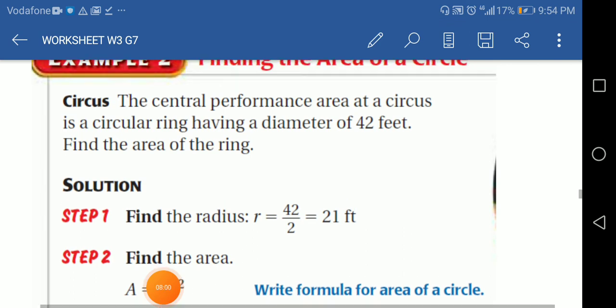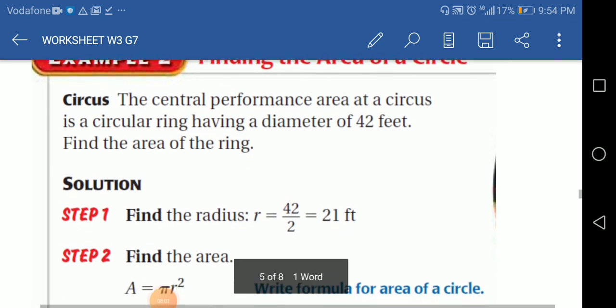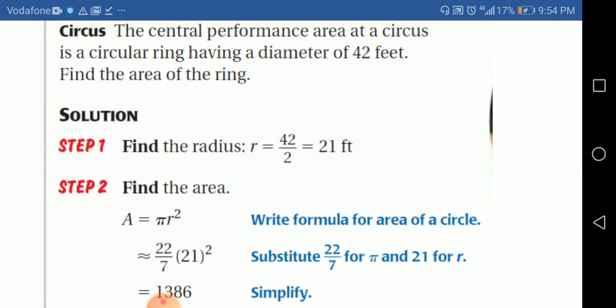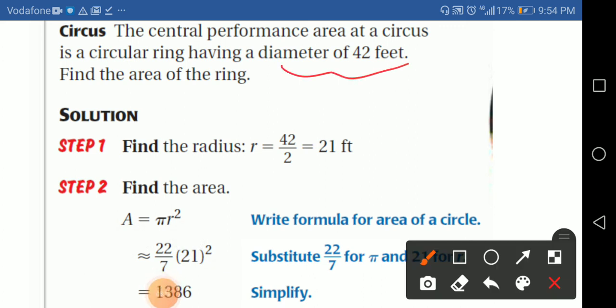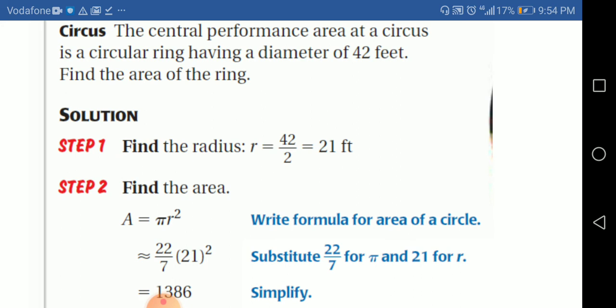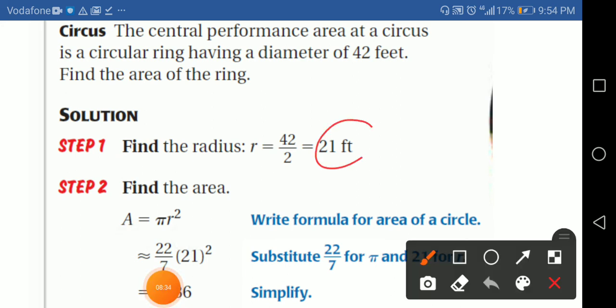Let's have example 2: finding the area of a circle. The central performance area at the circus is a circular ring having a diameter of 42 feet. Find the area of the ring. First of all, what's the rule of the area? Pi r squared. I don't have r here, but you have the diameter. So the radius equals diameter over 2, 42/2, which gives you 21. So the radius now is 21 feet.